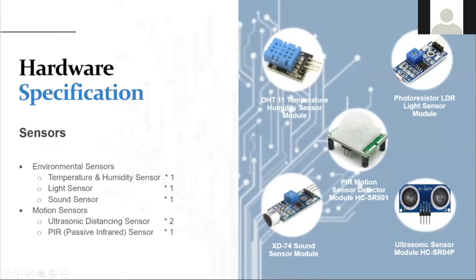For sensors, we use a set containing both environmental and motion sensors, where the environmental sensors include one temperature and humidity sensor, one light sensor, and one sound sensor. The motion sensors include two ultrasonic distance sensors and one PIR motion sensor. For the temperature and humidity sensor, the humidity index is always given with the temperature index because they are correlated and interactive, measured by a single module integrated sensor.